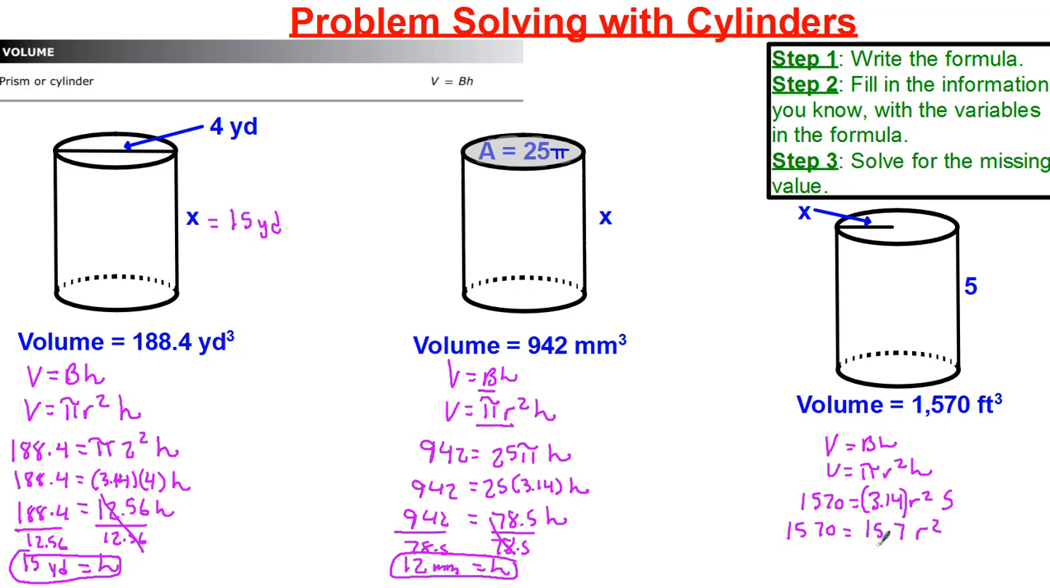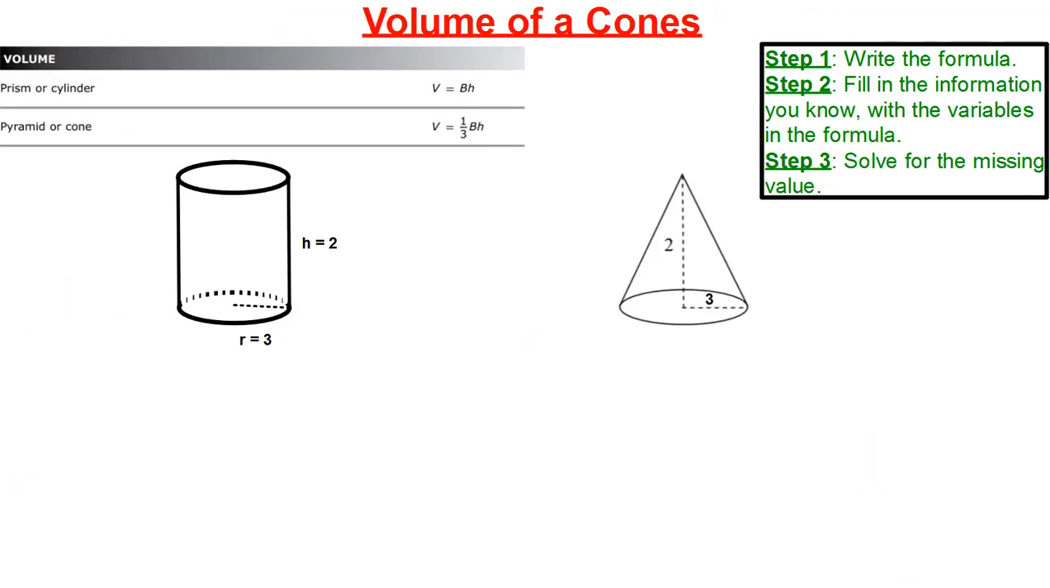Okay? So something interesting here, of course, we see the same numbers. So divide by 15.7 and divide by 15.7. So I have r squared, 1,570 divided by 15.7 is going to give you 100. So it's saying r squared is 100. So if r squared is 100, then r is going to be equal to 10. So this is 10 feet. Okay, so as you can see, as long as you have the formula, you could always work backwards in order to figure out these problems.